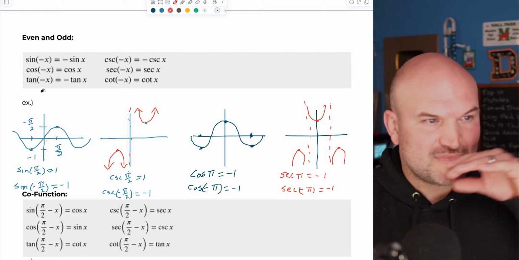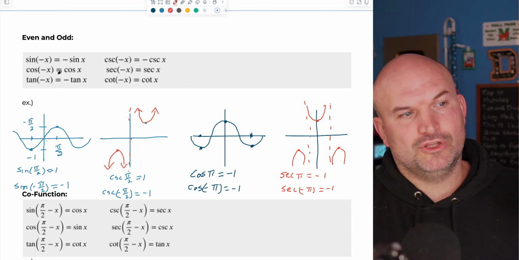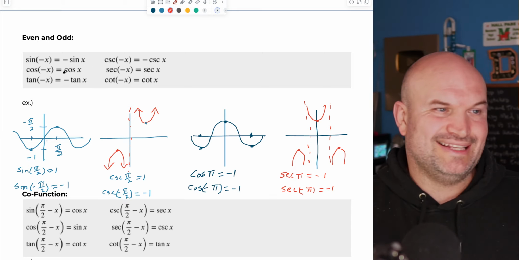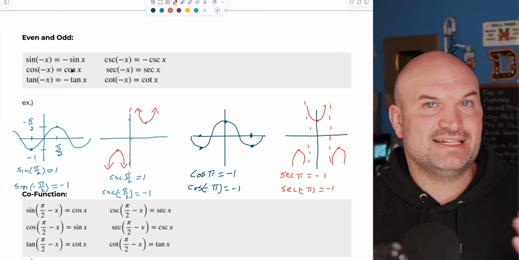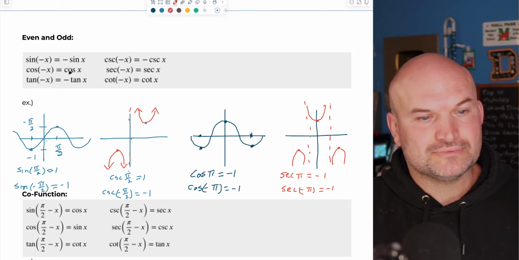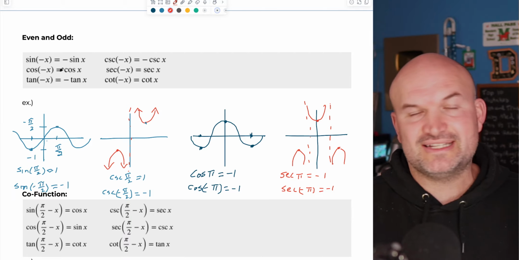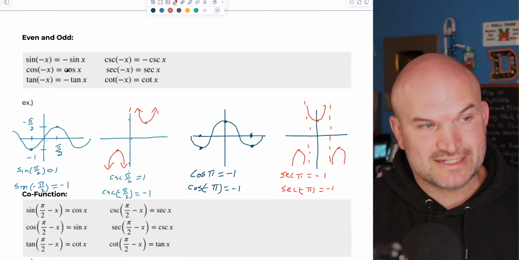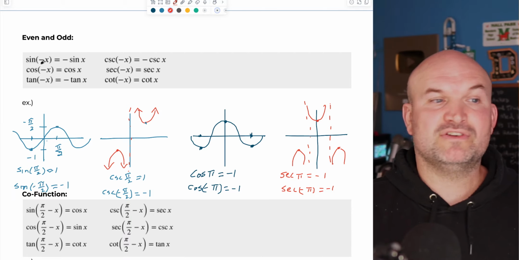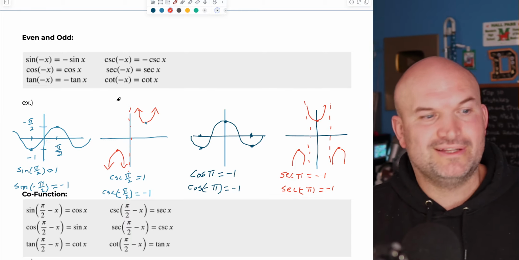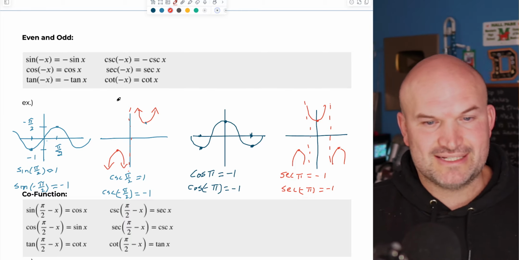So the important thing when looking at cosine and secant is that they are the only ones where, when you take the negative angle, you're going to get the exact same value as the original. So if it's the cosine of negative x, it's the exact same as the cosine of x. However, sine, cosecant, tangent, and cotangent, which I don't have enough room to show you graphically, hopefully you can see are the negative version.